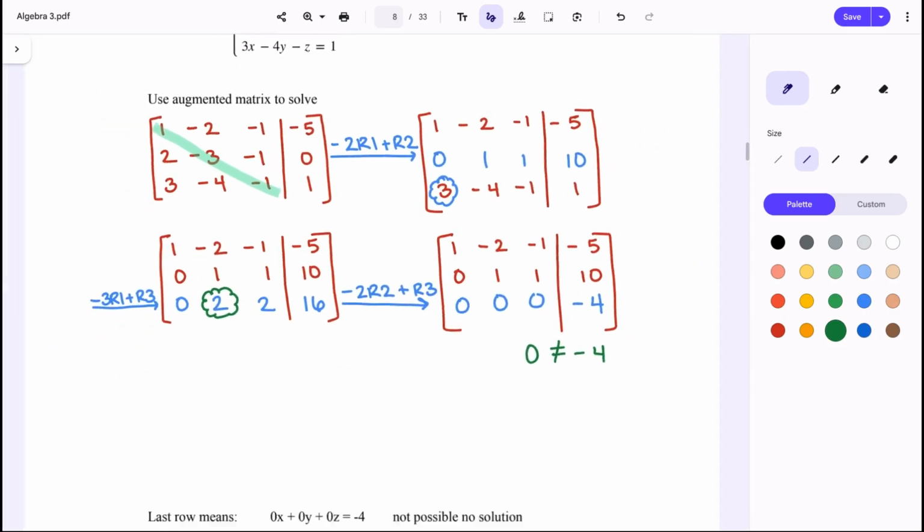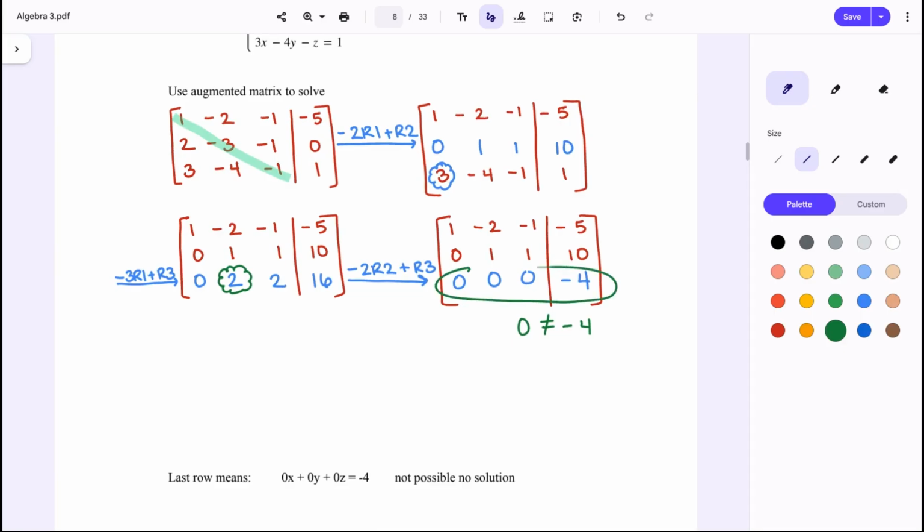They even have it written down here. This row could be rewritten like this: 0x plus 0y plus 0z is equal to negative 4. That's not true. So when something weird like this shows up, even if we had kept that step we started with originally and eventually gotten there, we still would have ended up in this situation where something would have caused that entire bottom row to cancel off. There's no way to remedy that. I can't fix this no matter how hard I try. So if you get a not true statement down there, where it's not 0 equals 0, it's 0 equals some other number, it's going to mean no solution.